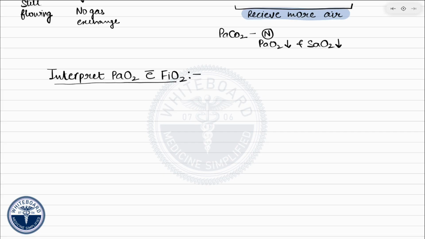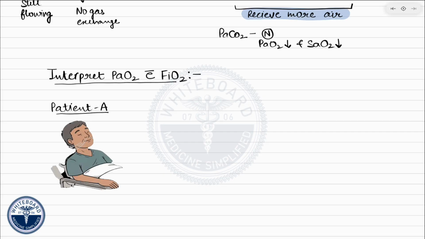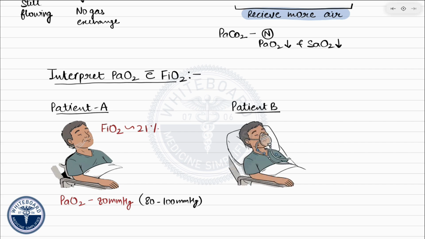Let's go back to the simple example we used earlier. Imagine patient A is breathing normal room air, which contains about 21% oxygen, and the ABG shows a PaO₂ of 80 millimeters of mercury. Since the normal PaO₂ is roughly 80 to 100 millimeters of mercury, this value would be reasonably reassuring. Now consider patient B. Suppose patient B is already receiving supplemental oxygen, meaning the patient is breathing a higher FiO₂ than room air, but the PaO₂ is still only 80 millimeters of mercury.